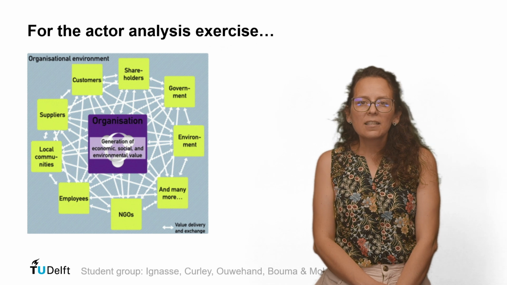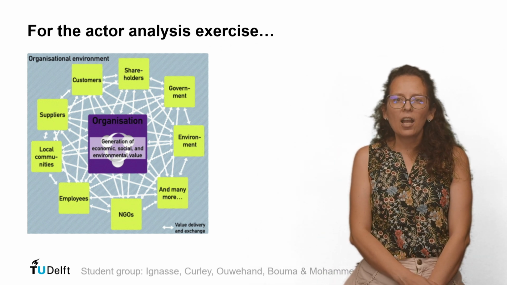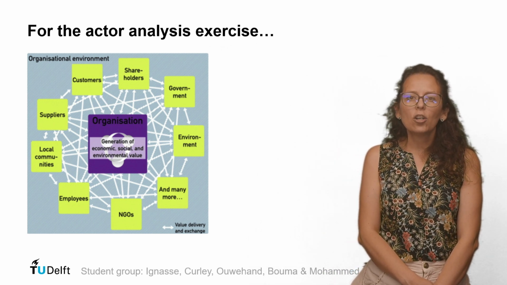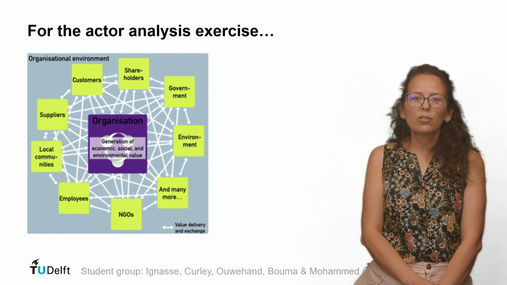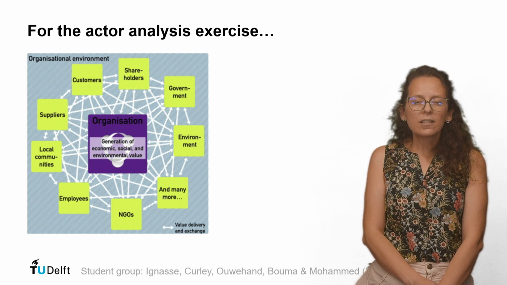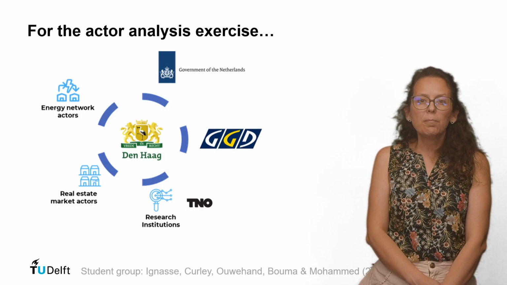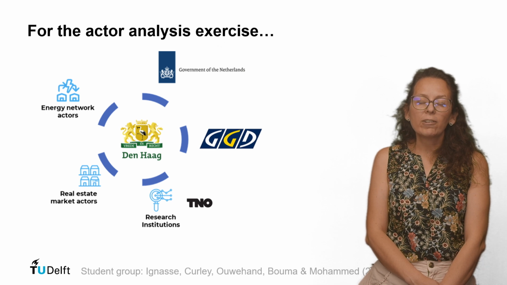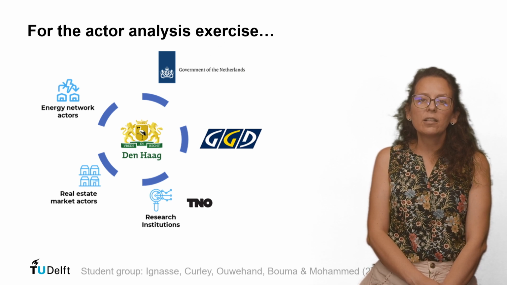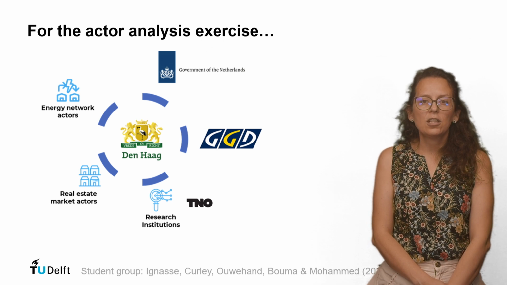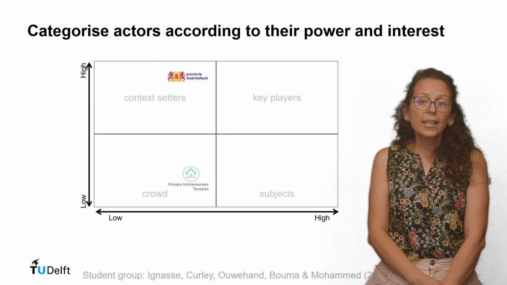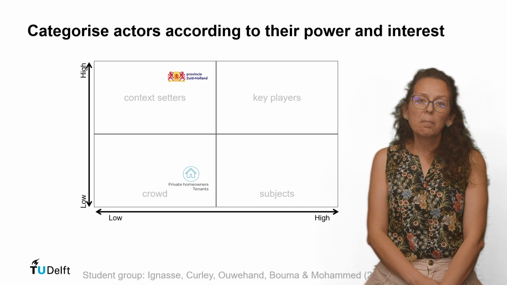For the actor analysis exercise, list all organizational actors that can influence the economic, social, and environmental factors in your system diagram. For example, in the case about energy poverty, the students group distinguish between national and municipal government, the energy network, the real estate actors, homeowners and tenants, the public health department, and the research institutes such as the TNO. Next, you categorize the actors according to the power and interest.